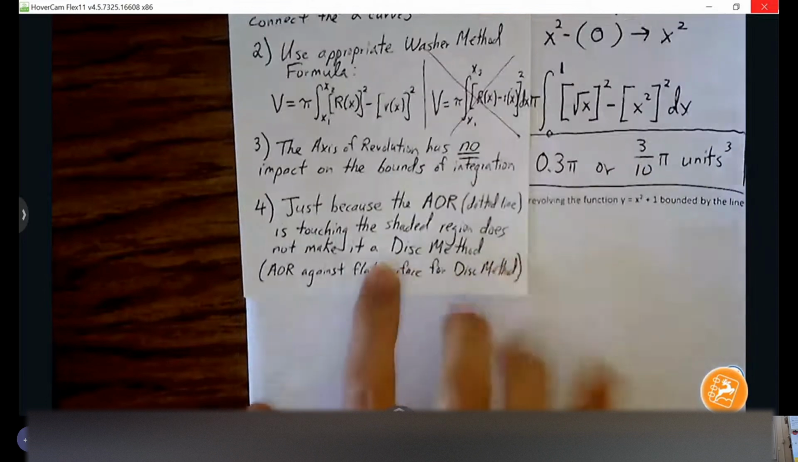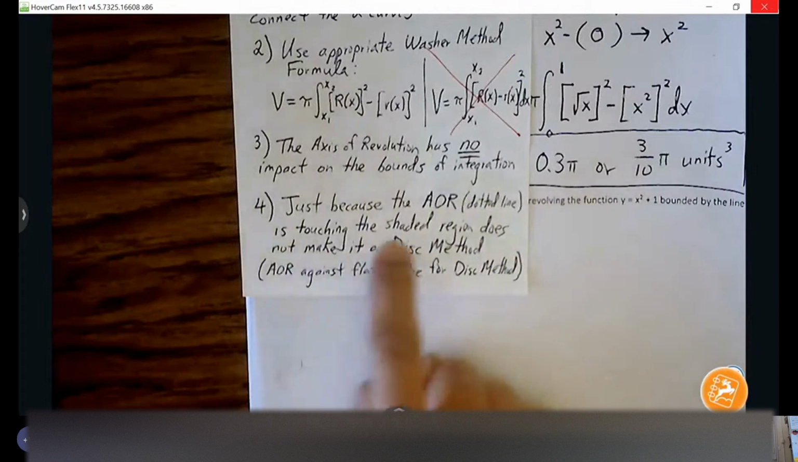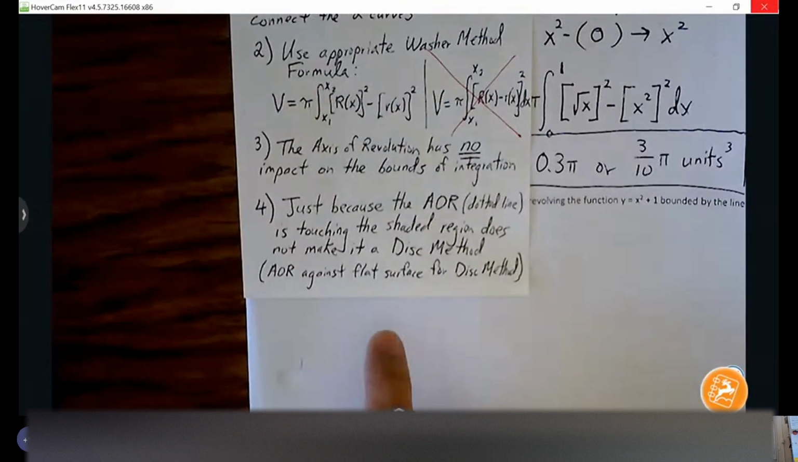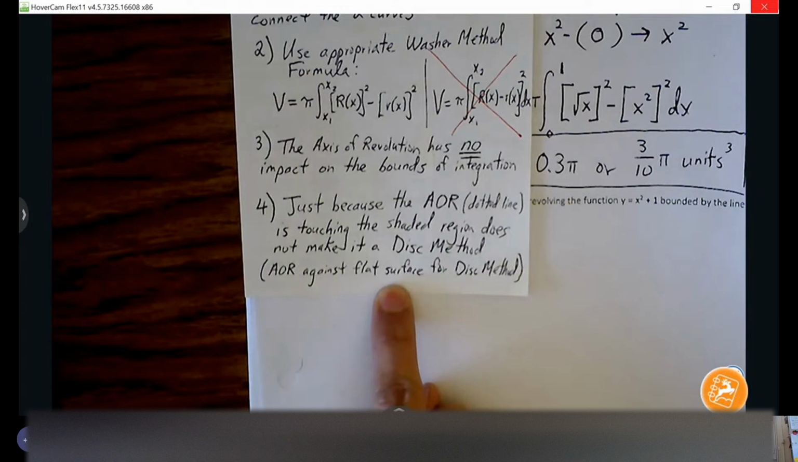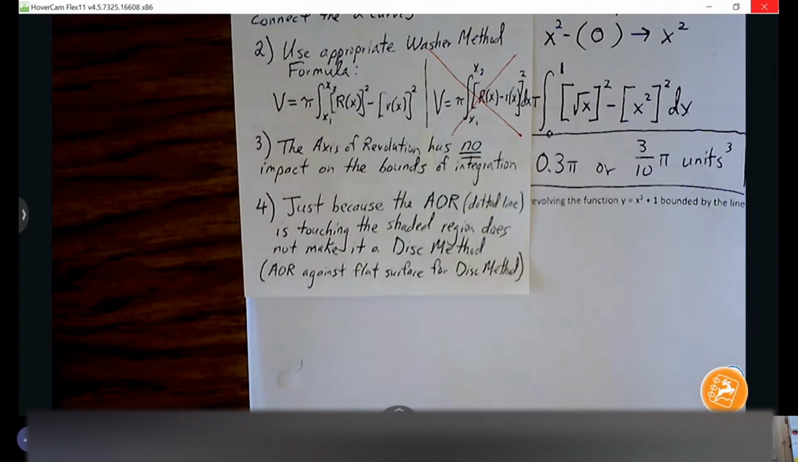And the last one is, just because your axis of revolution is touching the shaded region does not make it a disk method. Sometimes I see students say, well, it's touching, so that means there's no gap, so that must be this method. But only if that shaded region is a flat surface up against your axis of revolution. That's the only time we can guarantee there's no gap. So a lot of problems, it's a lot harder to create a disk method situation than a washer method, because for this method we have to have that flat surface, and that axis has to be right on that flat surface.